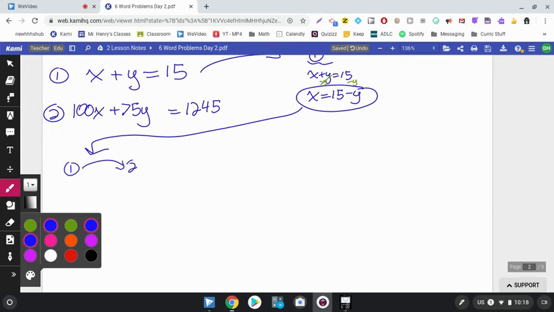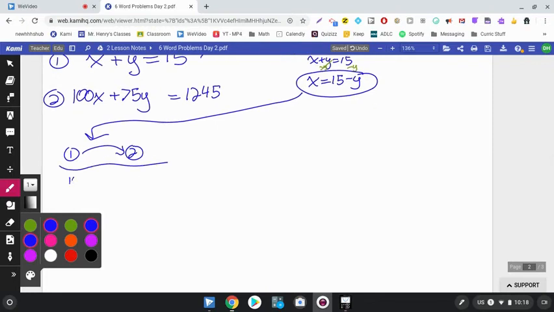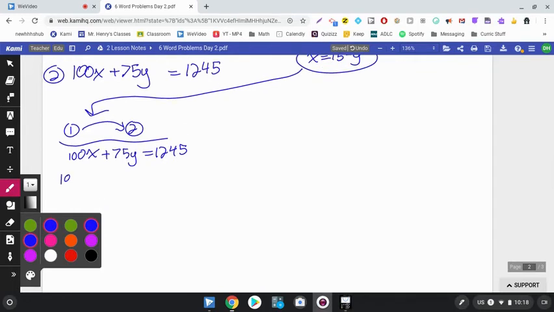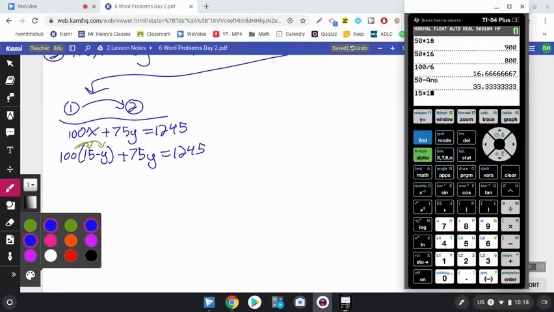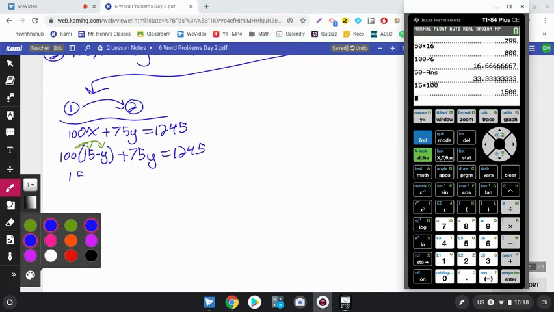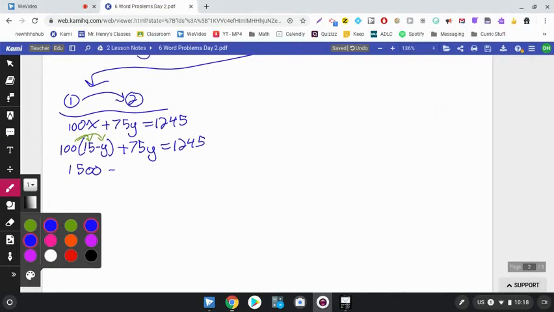Let's substitute it into equation 2. All right. Equation 2 being 100x plus 75y equals 1,245. But instead of writing x, I'm substituting in this, 15 minus y. Okay, great. And now I have something that I'm going to solve. Little distributive property first. 100 times 15 is 1,500, minus 100y plus 75y equals 1245.